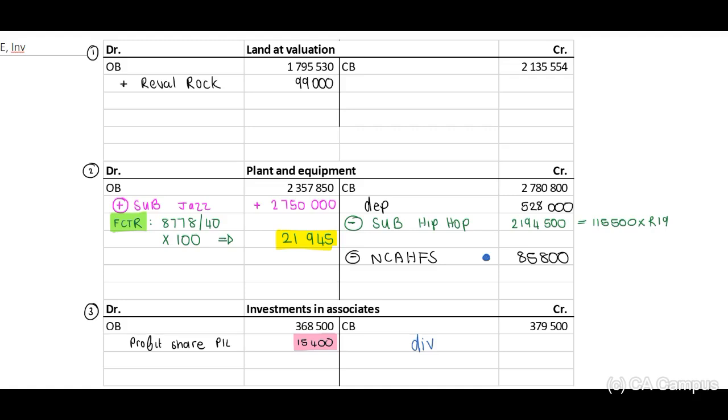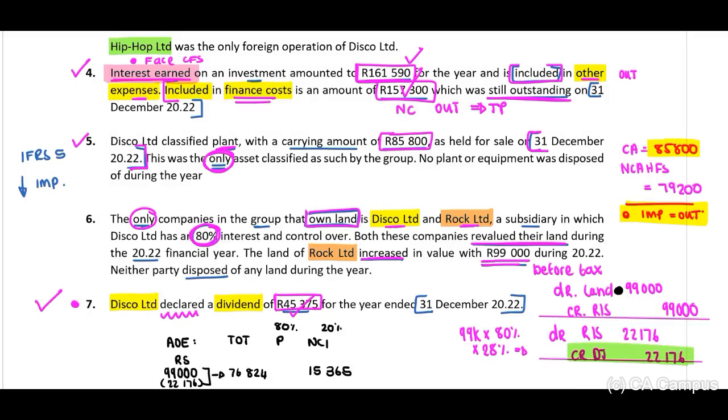And this is the 99,000, right? Now, do we need to complete our revaluation surplus account? Yes, because we will have to determine the balancing figure. Now, in terms of our revaluation surplus, if you look at my T account, we need to calculate the net effect of the 99,000 minus the 22,176. And this will be an amount of 76,824. But important, only 80% of this will be included in our revaluation surplus because our parent only owns 80%.